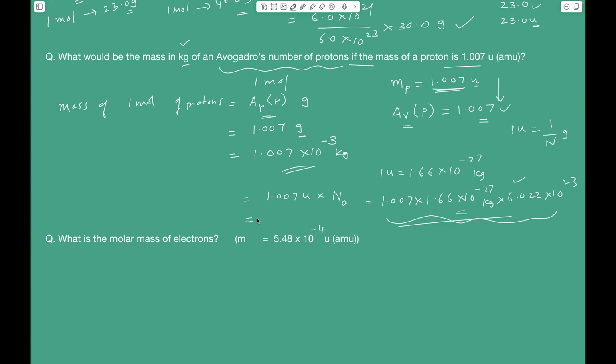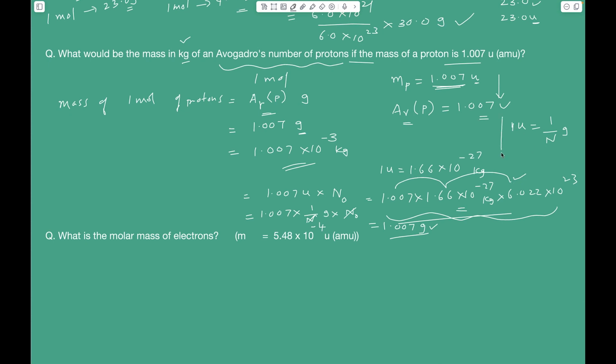So then it becomes 1.007 times, 1 U is equal to 1 over N grams. 1 over N grams multiplied with N or N0. These two are one and the same. So then the answer again becomes 1.007 grams. So that is how you can avoid this complicated calculation. Try to remember that 1 U is 1 over N grams, where N is Avogadro's number.